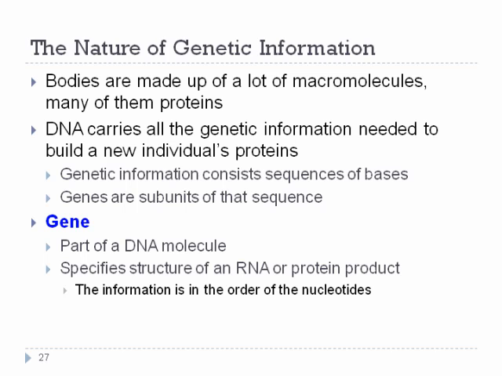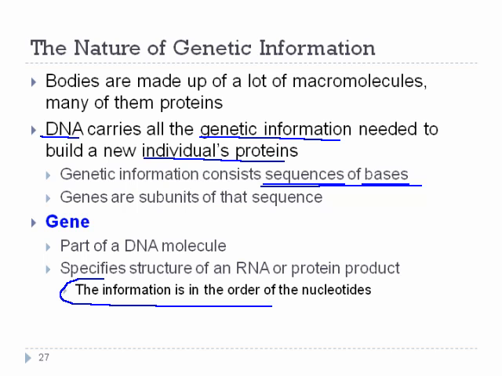So we started from this slide. We said DNA has all the genetic information needed to make the protein. And that genetic information consists of sequences of bases. So we have genes that have all of these bases in them, and a gene dictates an RNA or protein product. And then we have this sentence: the information is in the order of the nucleotides.